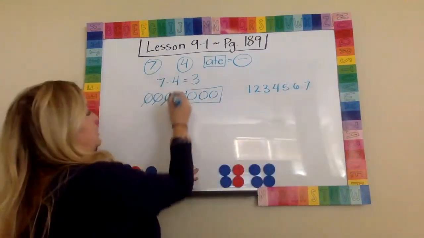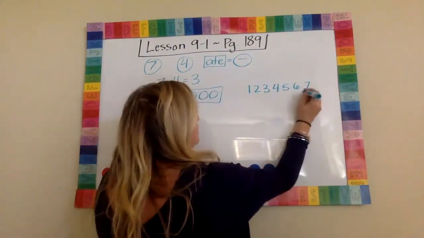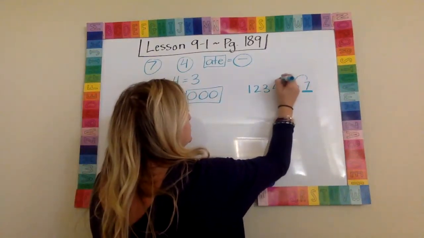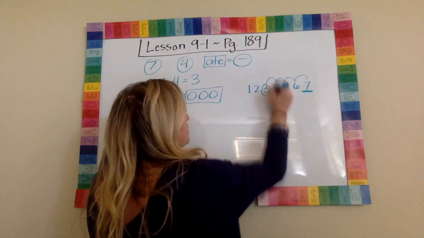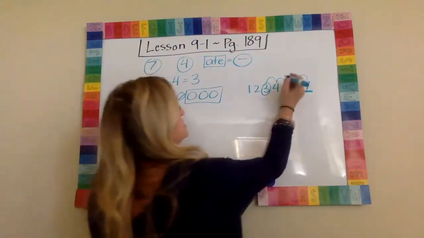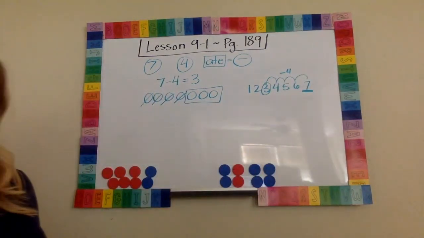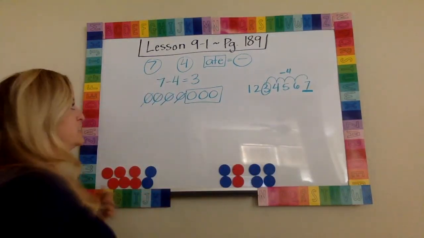I could also do the number line. Start out at 7. Jump back 4 spaces. 1, 2, 3, 4. I land at 3. This is minus 4. I'm labeling that jump. Minus 4. That's another strategy that I could use.